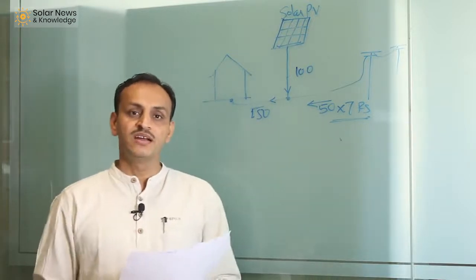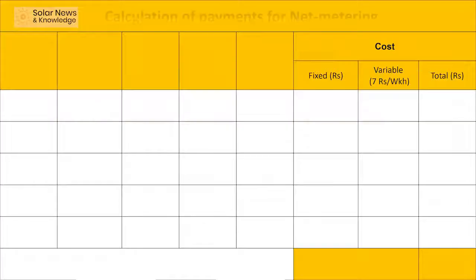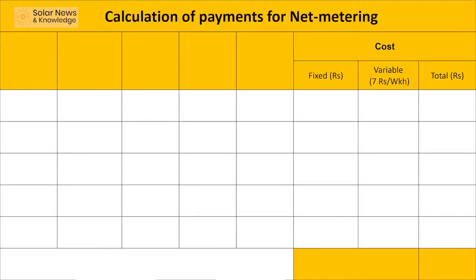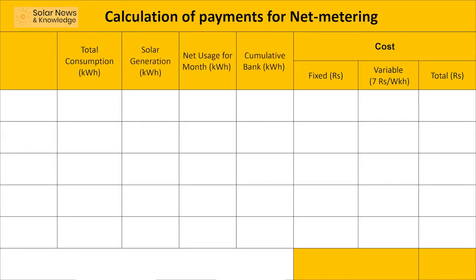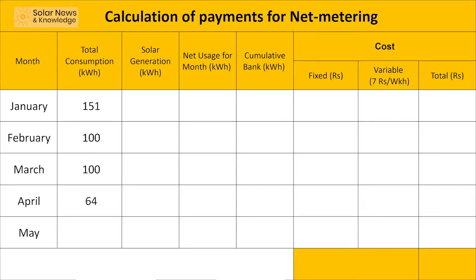This is the example where, let us draw 4 columns: the total electricity consumption, the solar generation, the net usage by Ramesh, and the cumulative bank. I am assuming that the rate at which we are getting electricity from the grid is 7 rupees. Suppose there are 5 months, January, February, March, April and May, and the respective consumption of those 5 months is 151, 100, 100, 64 and 281. That is the total consumption.